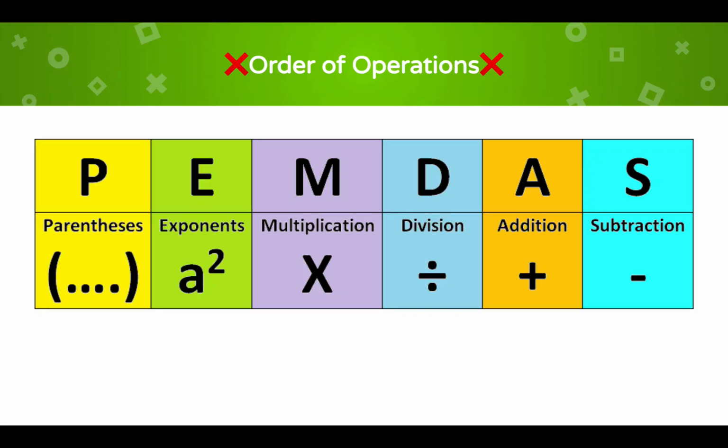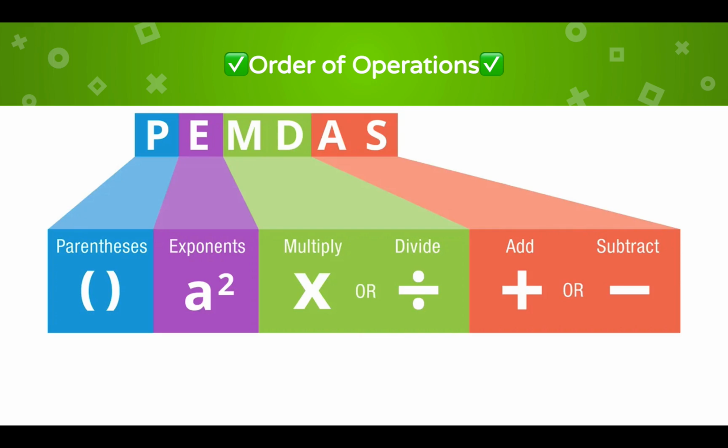So, PEMDAS is an acronym to help you remember the order of operations, and it's wrong. Because it implies that multiplication goes before division and addition goes before subtraction. And that's not true. What's true is multiplication and division actually happens simultaneously, and addition and subtraction happen simultaneously. You do both of them as you move through the expression left to right.